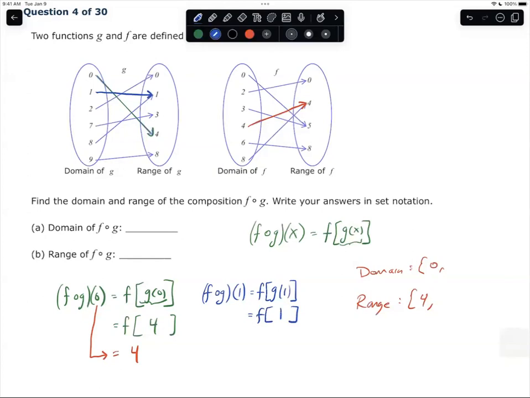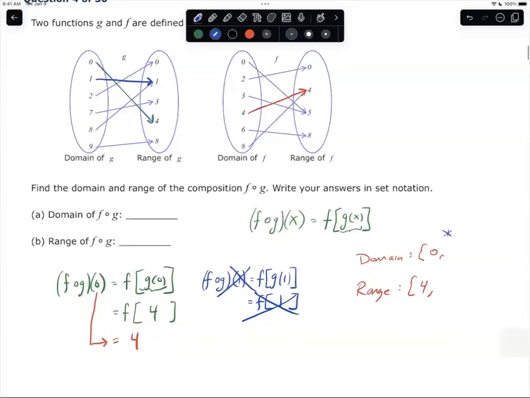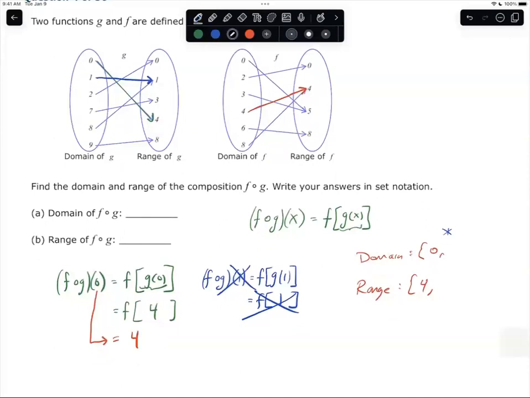F of 1 does not exist. If you look at the domain of f, it says it right there. There is no 1 in there. So because f of 1 does not exist, or it's not defined, then 1 cannot be an input for f of g. And so I'm not going to include 1 in the domain of f of g. And then we just continue in this way.